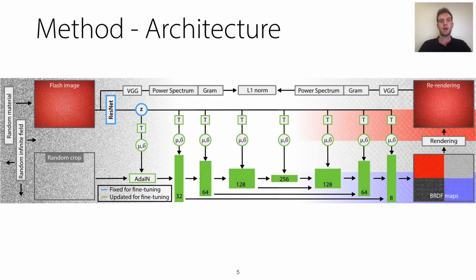During test time, our architecture design allows us to fine-tune each test exemplar independently in order to improve quality. To do so, we keep the latent space Z fixed and further optimize the U-Net weights for each given example. This fine-tuning is only possible thanks to our self-supervised design.